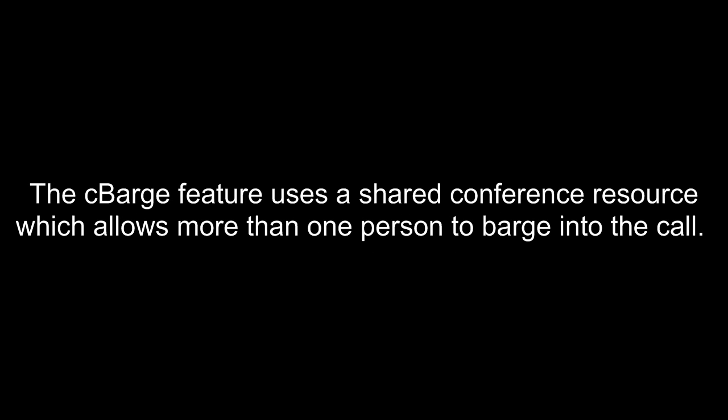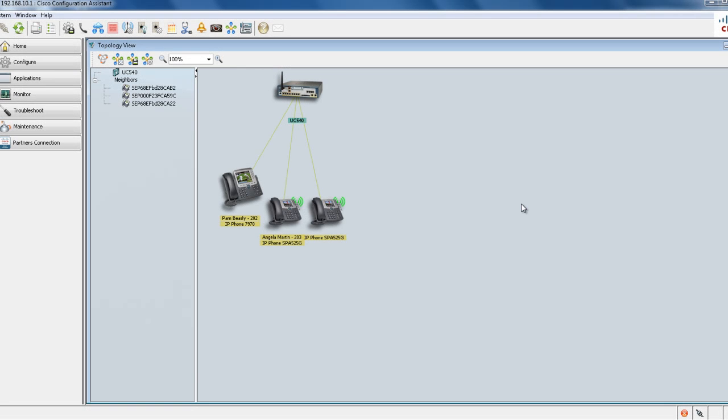Today we're going to discuss conference barge, or more commonly known as cBarge. The cBarge feature uses a shared conference resource which allows more than one person to barge into the call. So for example, if persons A and B are having a point-to-point conversation, cBarge enables user C to barge into the call, and the call itself is regenerated into a conference call.